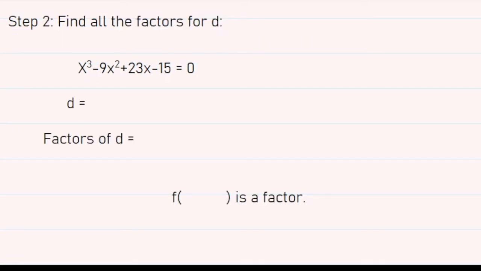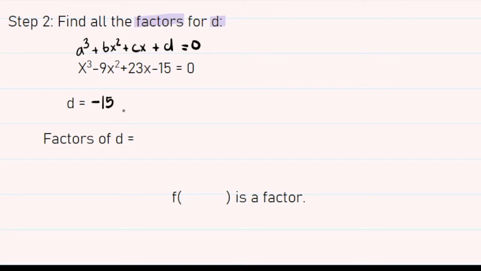Alright, so our next step is to find all the factors for d. What that basically means is that, as you recall, a cubic function goes like this: x cubed plus bx squared plus cx plus d, which is equal to 0. So in this case, our d will be negative 15.